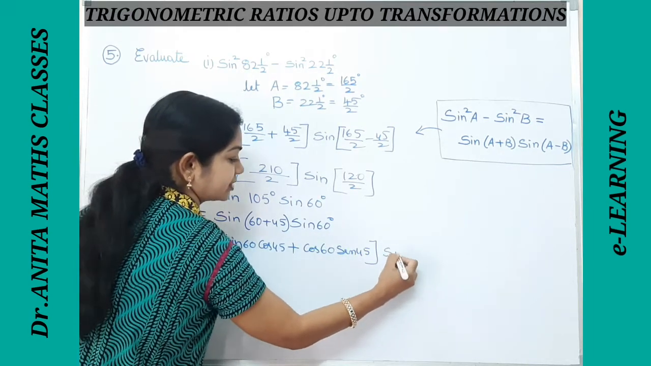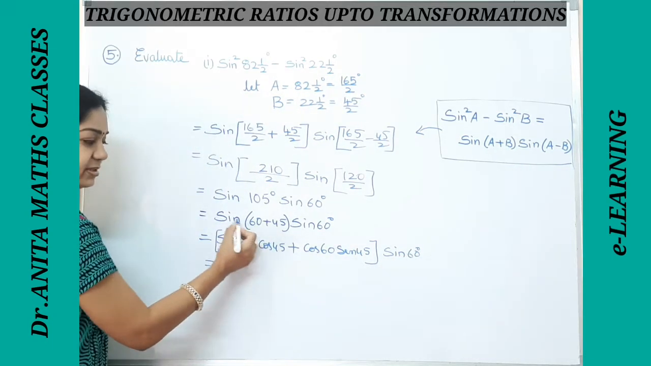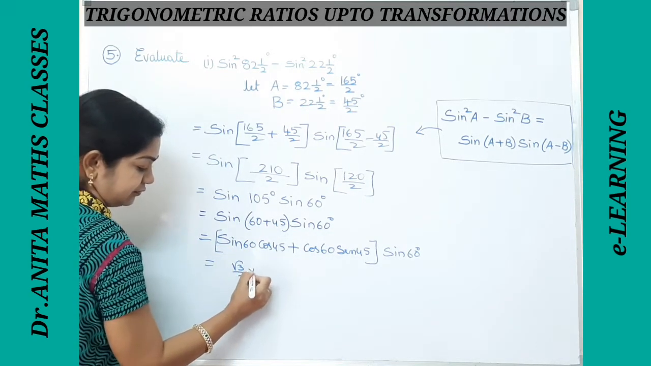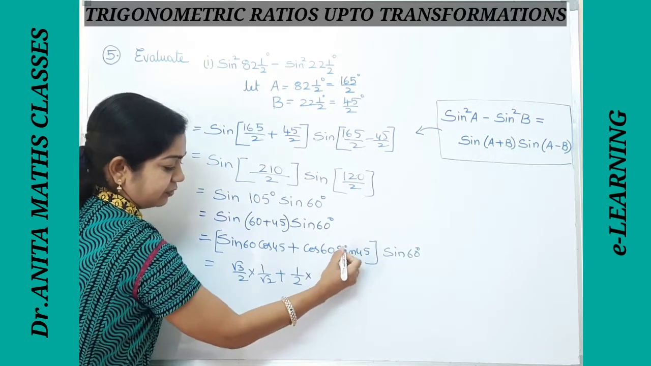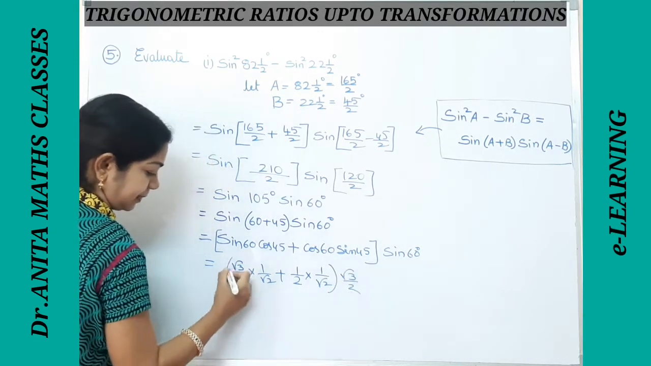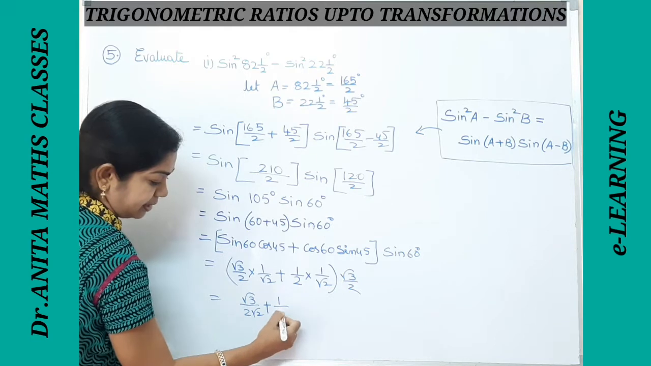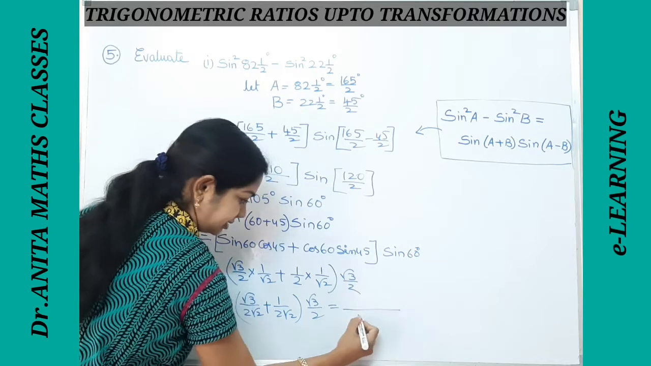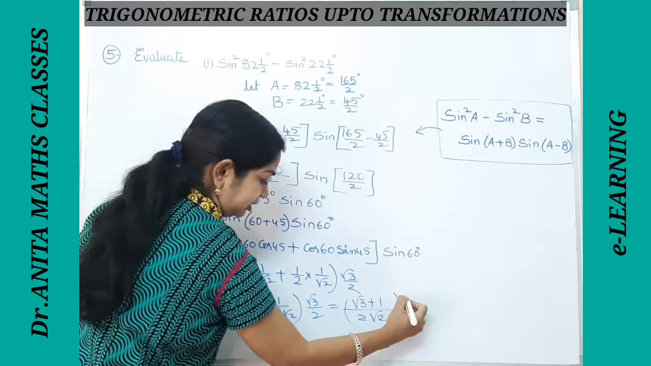So again we have sine 60 degrees here, multiplied. I have expanded this in the form of sine A plus B. Now sine 60 is root 3 by 2 and cos 45 is 1 by root 2, plus cos 60 is 1 by 2 into sine 45, which is 1 by root 2. Again sine 60 is root 3 by 2. Now we will multiply root 3 by 2 root 2 plus 1 by 2 root 2. Taking the LCM 2 root 2, above you will have root 3 plus 1, and root 3 by 2.